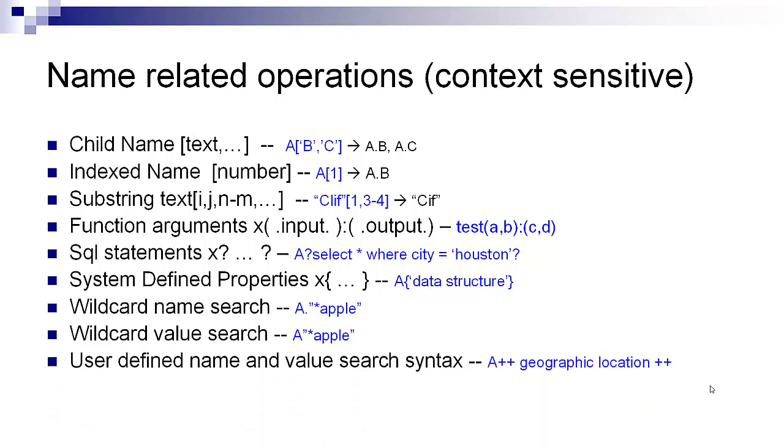And we can do user defined name and value search syntax. Declare that for data type Apple or something, then we can ask for its geographic location, and then that geographic location can be complex.